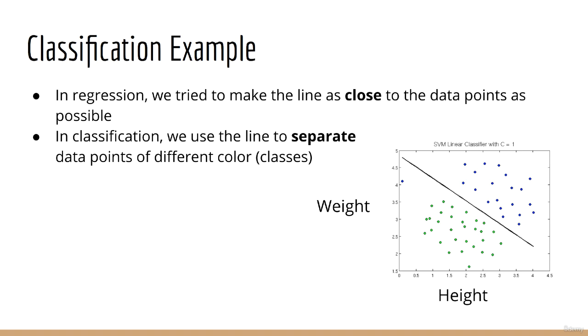Instead, we are trying to get the line to separate the two groups of data points, or in other words, separate the different colors. As you can see, this again boils down to a geometry problem. How do we find this line that can indeed separate these categories?